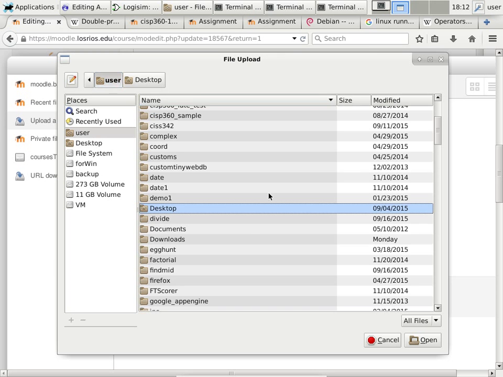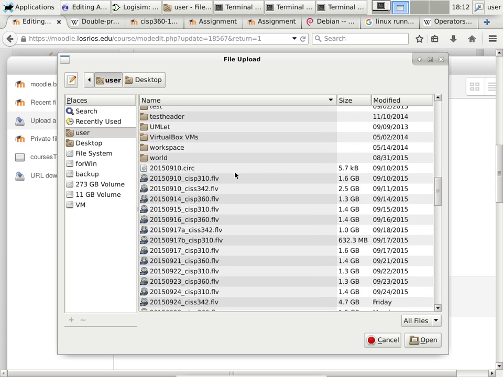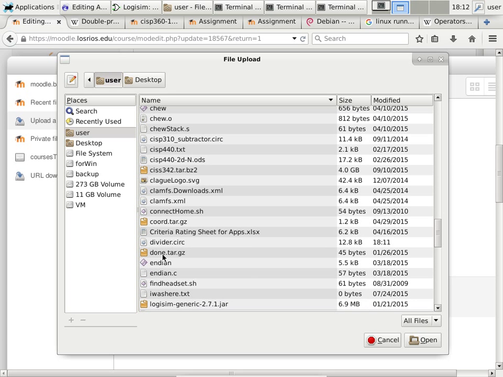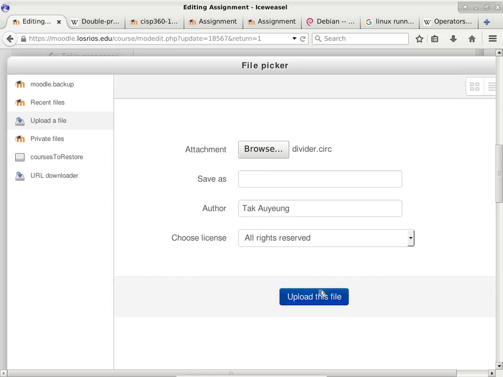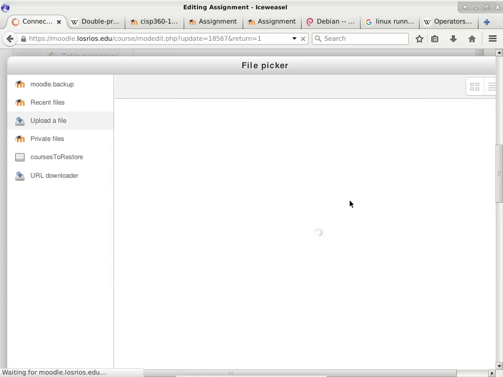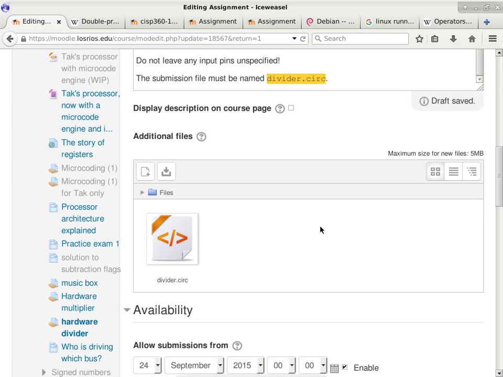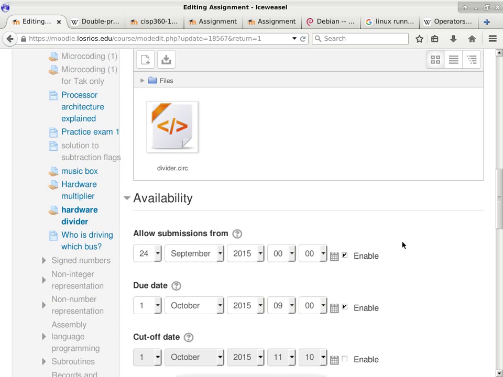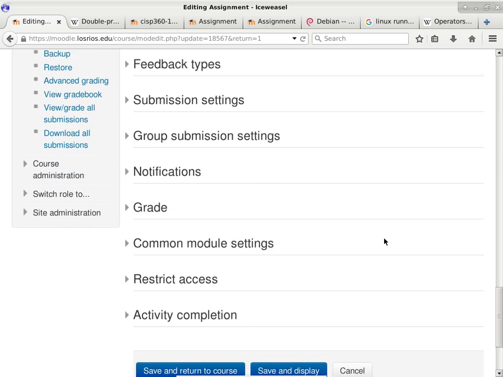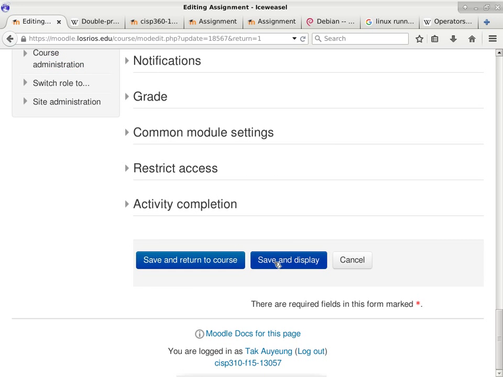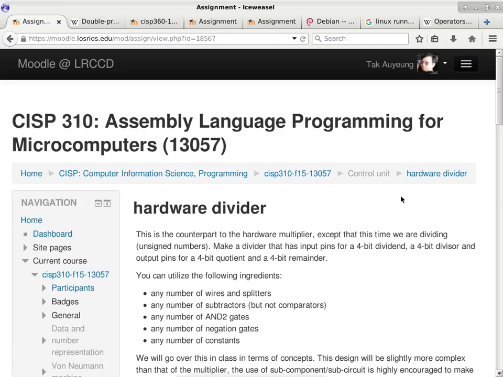All right, so let's go ahead and put divider into here. So divider, load. So I'm saving this file into the description of the homework assignment. So for those of you who are interested, anytime you go to the homework assignment itself, you can download the solution now. The solution is a part of the homework.